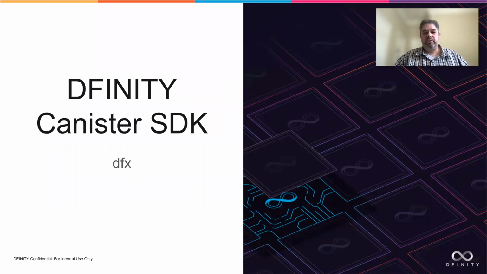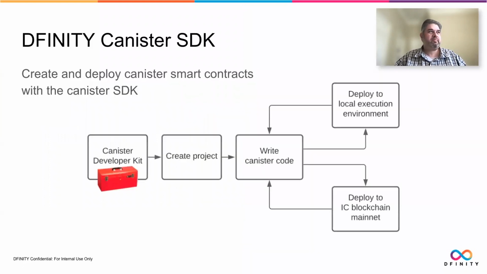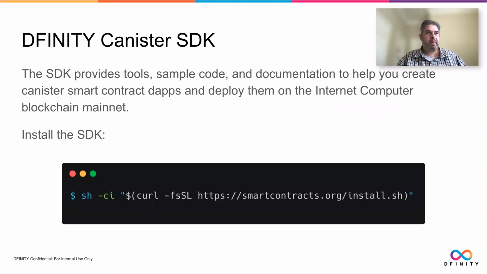So the tool we're going to use is the DFINITY Canister SDK, also called dfx. We can use dfx to create a new project. We can write some canister code, and then we can use dfx to deploy either locally or to the mainnet. Typically, we use the local deployment when we develop the code and test it, and then finally when we have a dApp that we want to publish, we can use dfx, our SDK, to publish it to the mainnet.